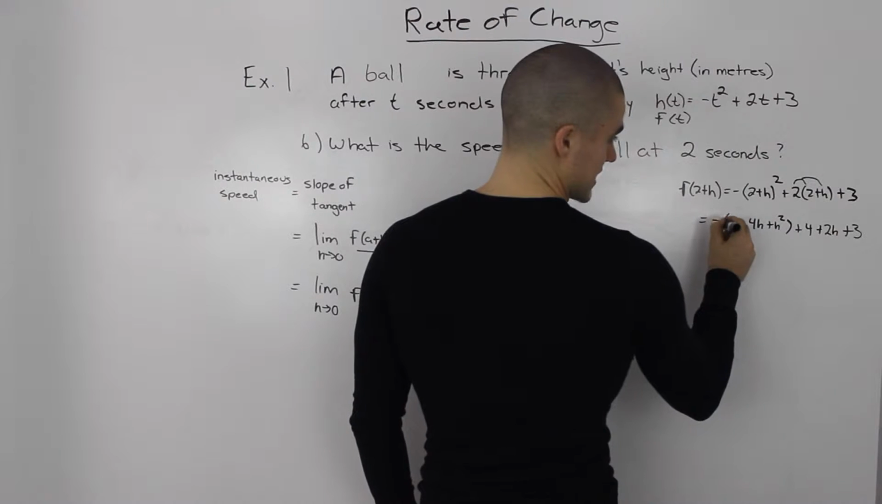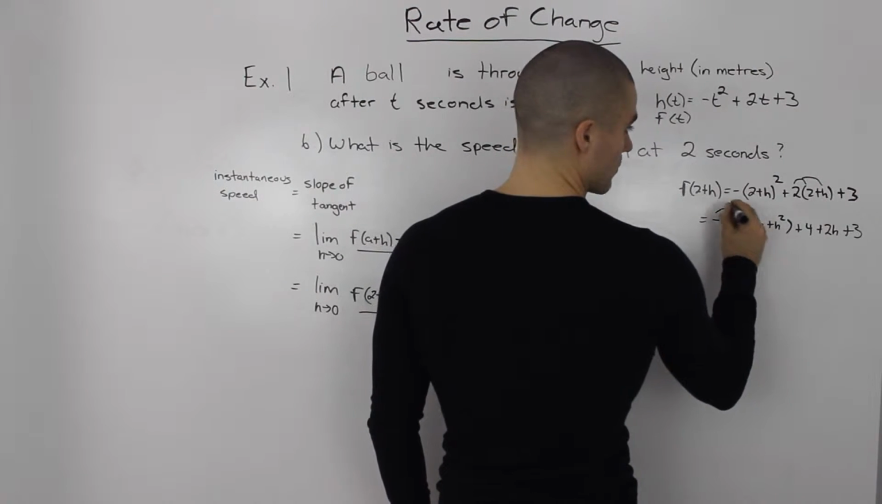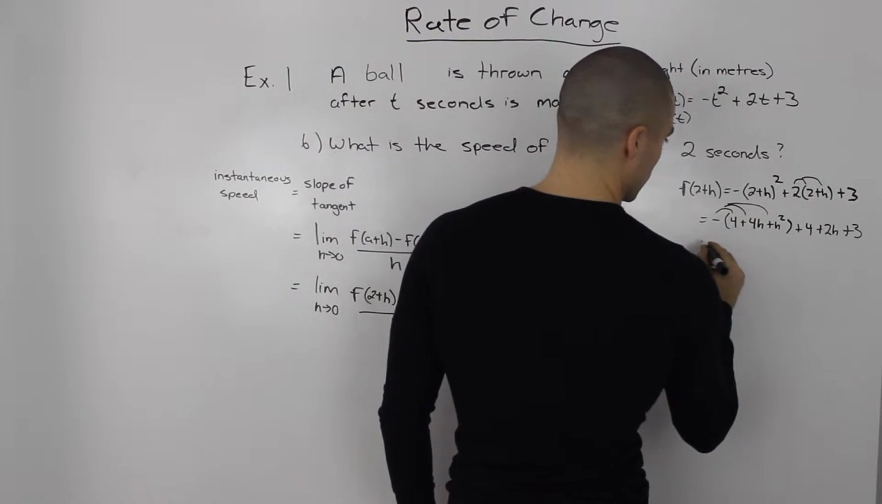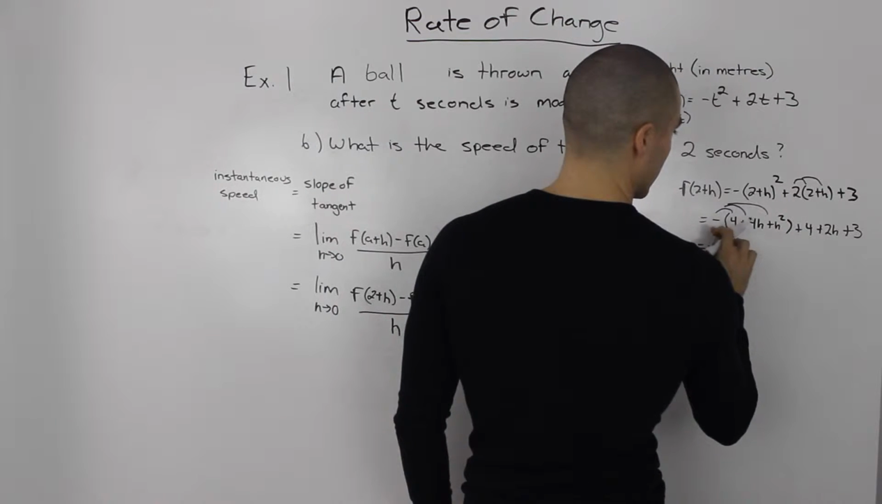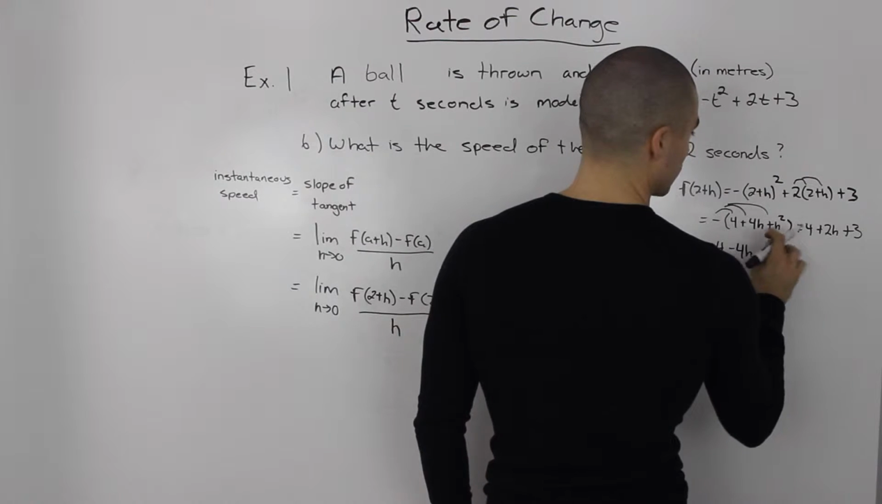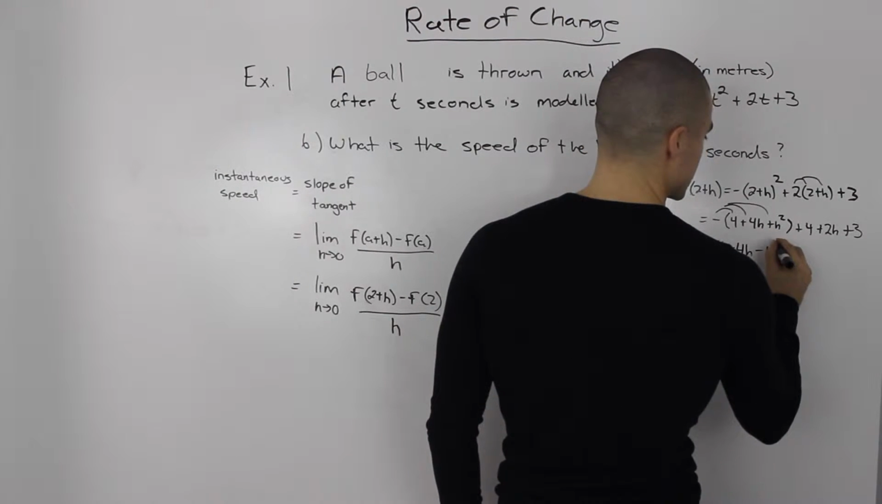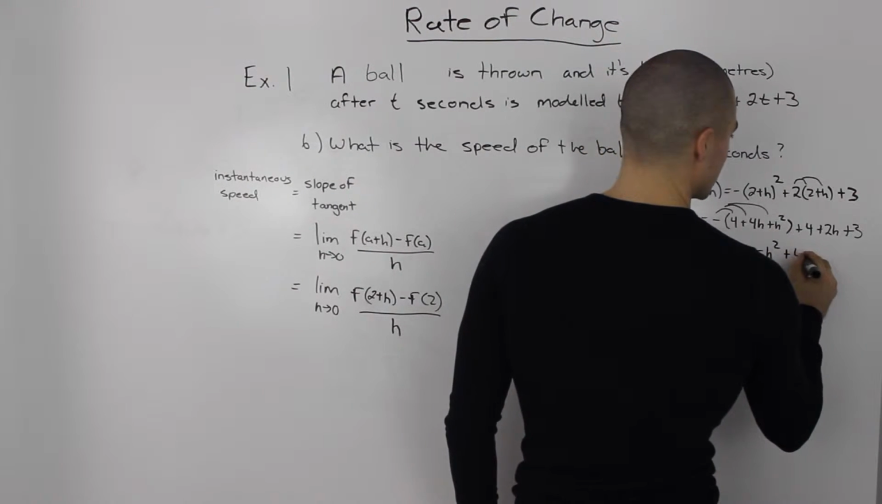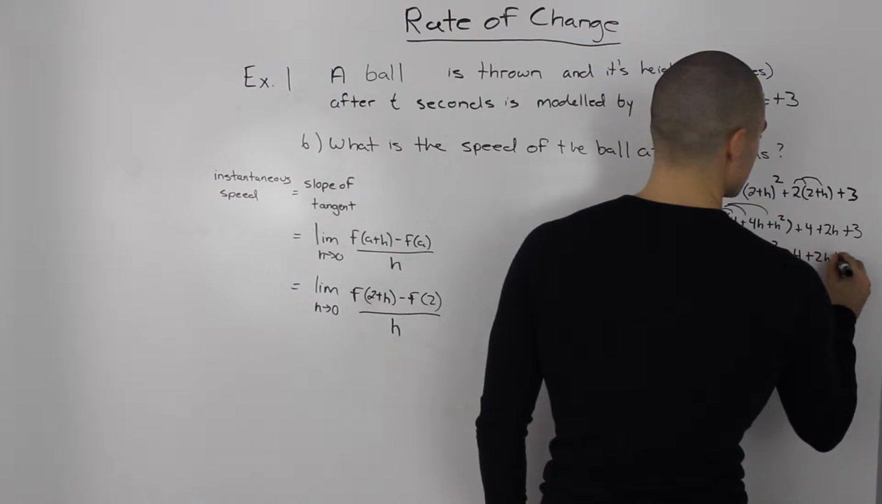Now let's distribute this negative 1 in front into the bracket. So negative 1 times 4 is just negative 4. Negative 1 times 4h is negative 4h. Negative 1 times h squared is negative h squared. Plus 4 plus 2h plus 3.